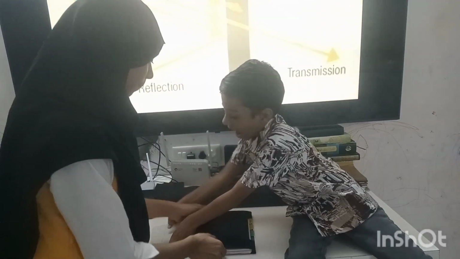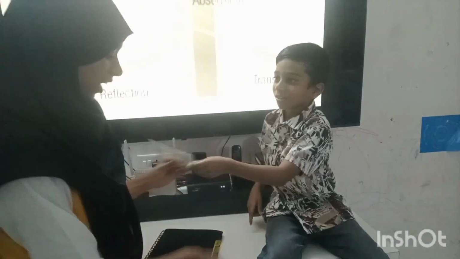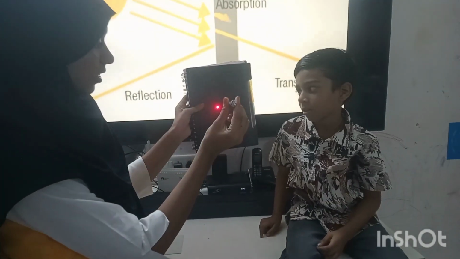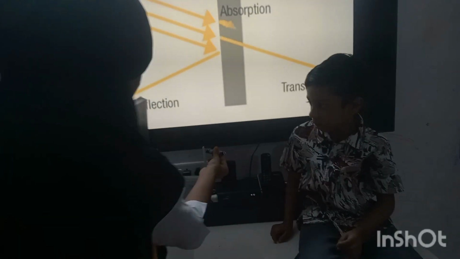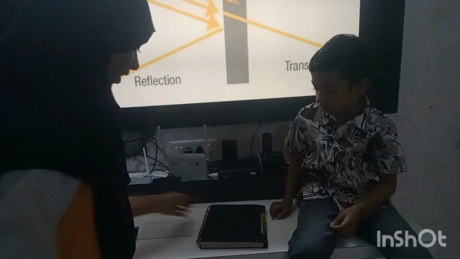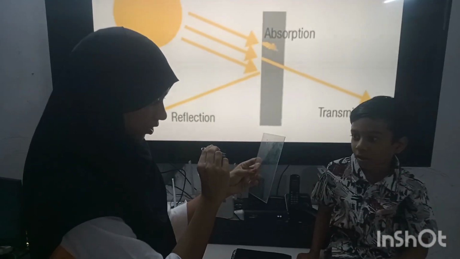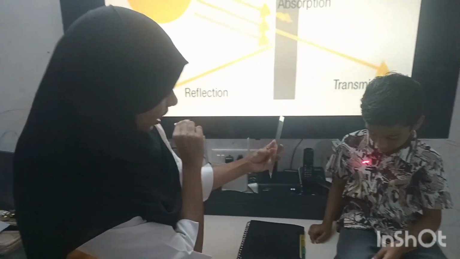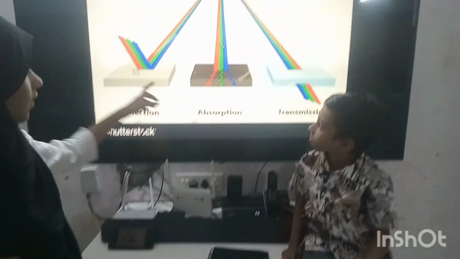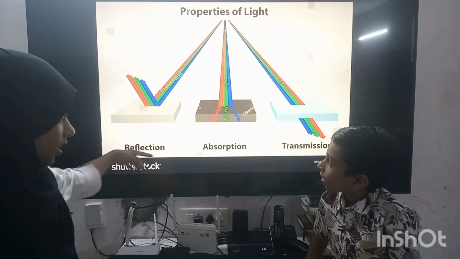Another thing which happens is absorption. When I keep this light here, nothing reflects or goes through. So this is called absorption. And another thing is transmission, which happens on this glass. When I show it, the light is transmitted. So this is called transmission. Yes. So Faisal, can you see? Transmission, absorption and reflection. Yes.